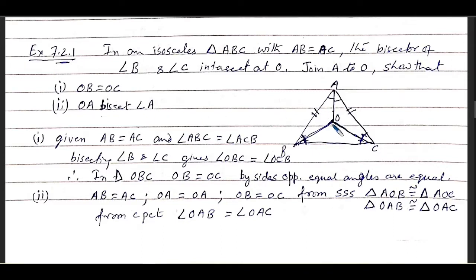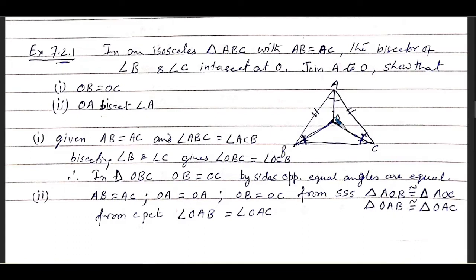So how do you find OB equal to OC? We have to show that this is an isosceles triangle. If these angles are the same, then this becomes isosceles. And if it is isosceles, then of course OB equal to OC. This is one. And OA bisects angle A.